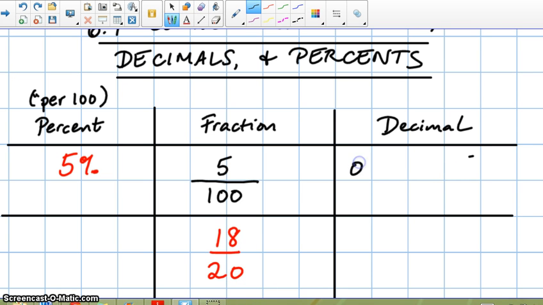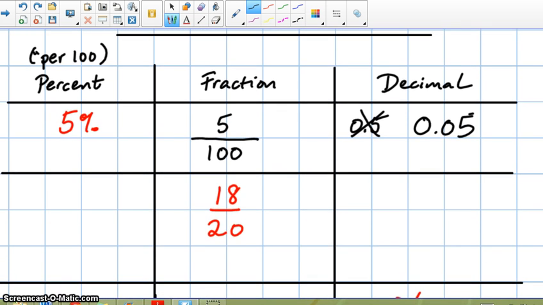Be careful not to make the mistake that it's 5/10. It is not 5/10. That is actually equivalent to 50%. The decimal, if you think about it as 5/100, it becomes 0.05. Okay? Now for the next row, this time our fraction is not over 100. We have 18/20. We want to figure out the corresponding percent and the decimal.